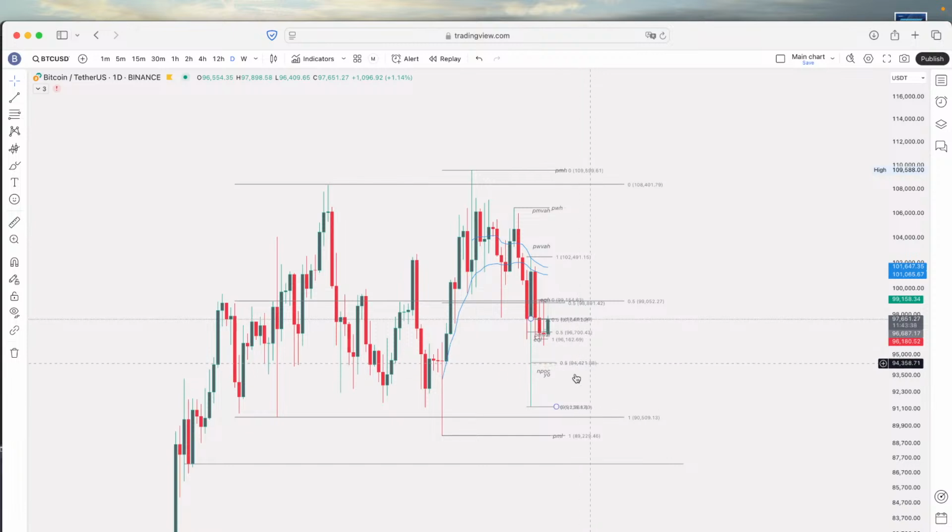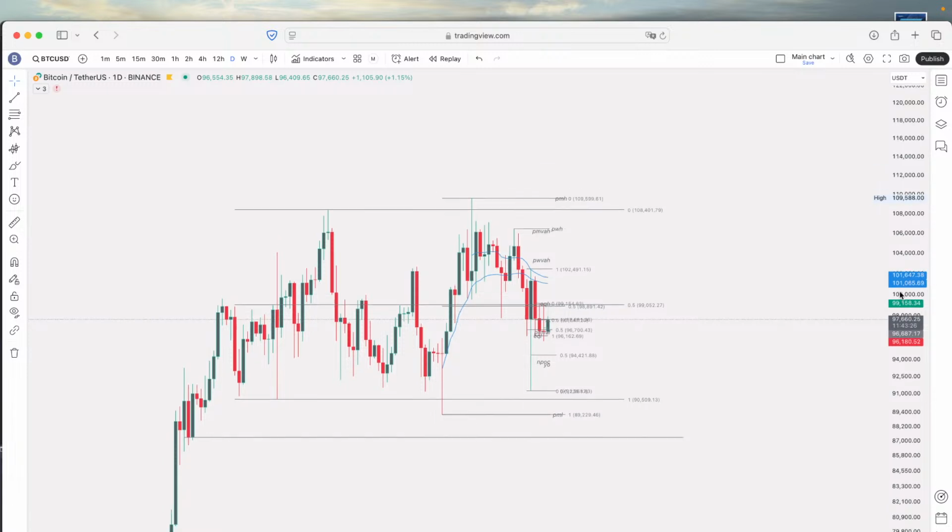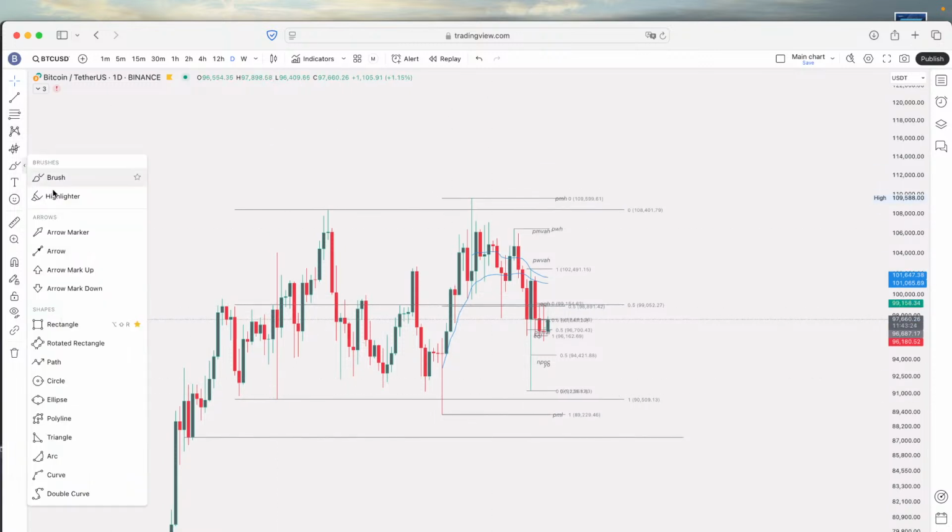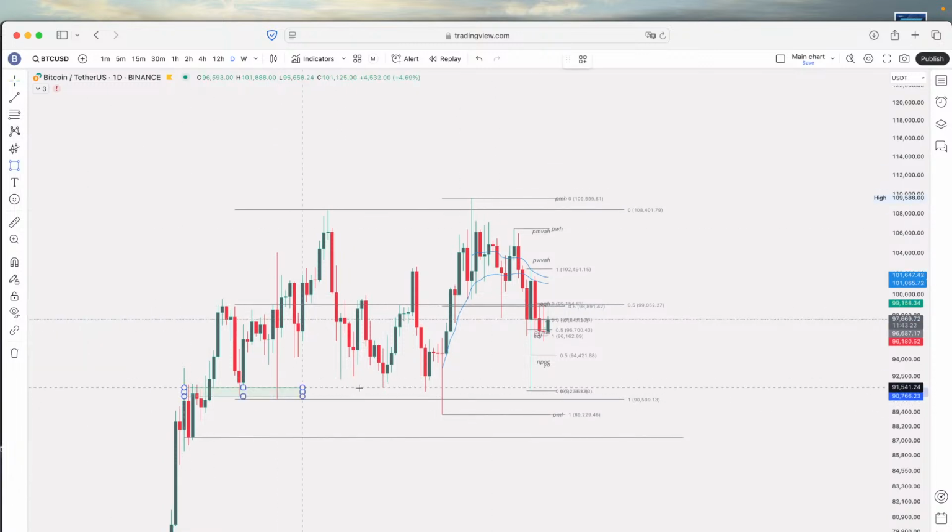So if we see a drop to around $94,000, the next important level is this clear swing low around 90,000. This is an absolutely must-hold level for Bitcoin, because you can see this is a clear support line. It can also be drawn like a zone, not a line.